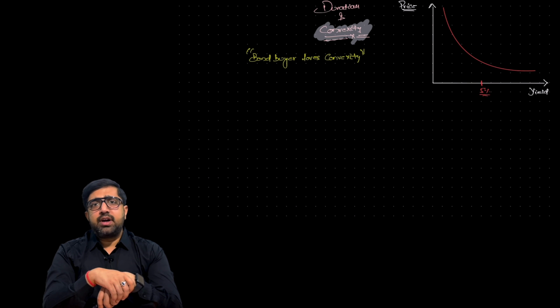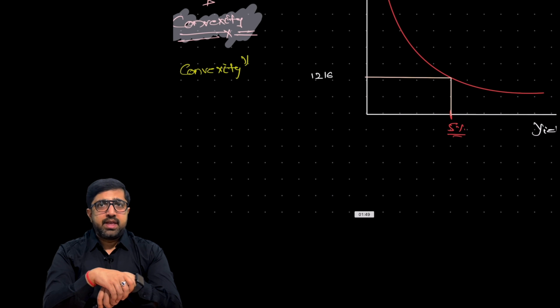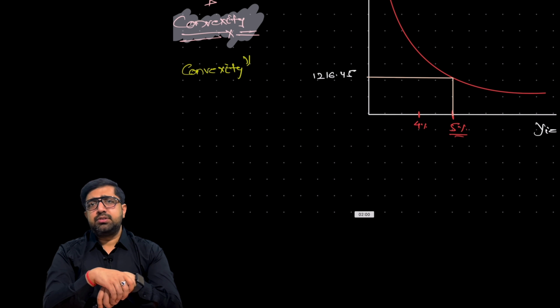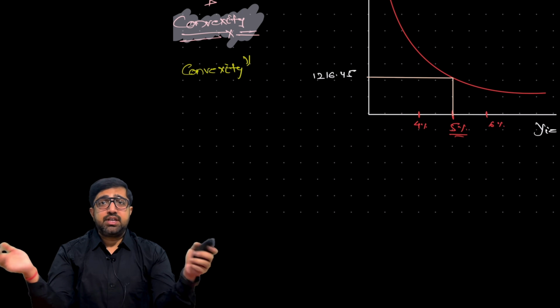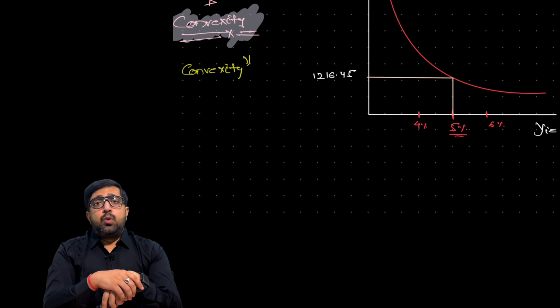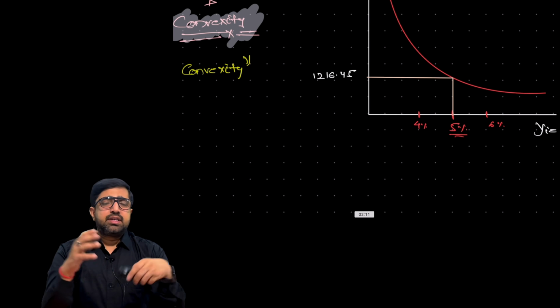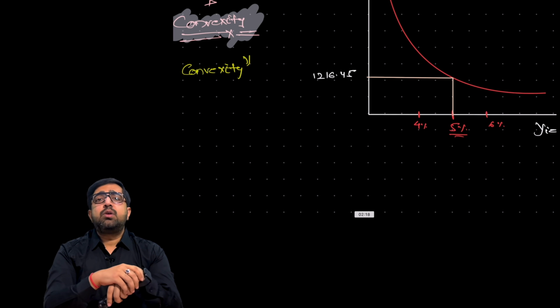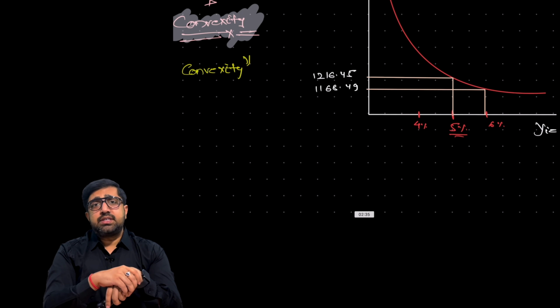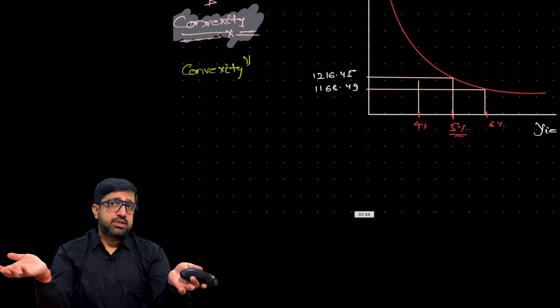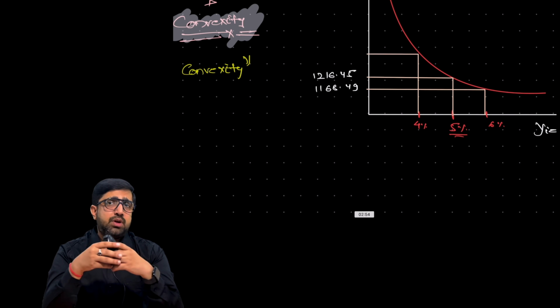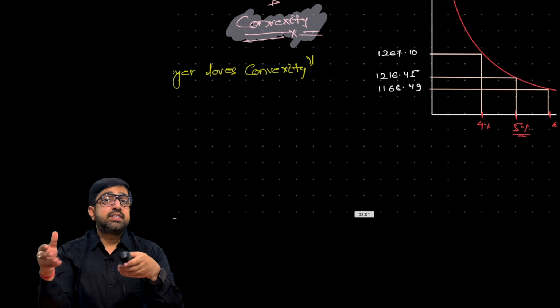When we value the bond at 5%, the value of the bond was coming as 1216.45. And assume interest rate rises or falls by 1%. Definitely the bond price will change. When you recalculate the bond value at say 6%, increasing the interest rate by 1%, it will come as 1168.49. When you calculate the bond price again at 4%, decreasing the interest rate by 1%, it will come as 1267.10.